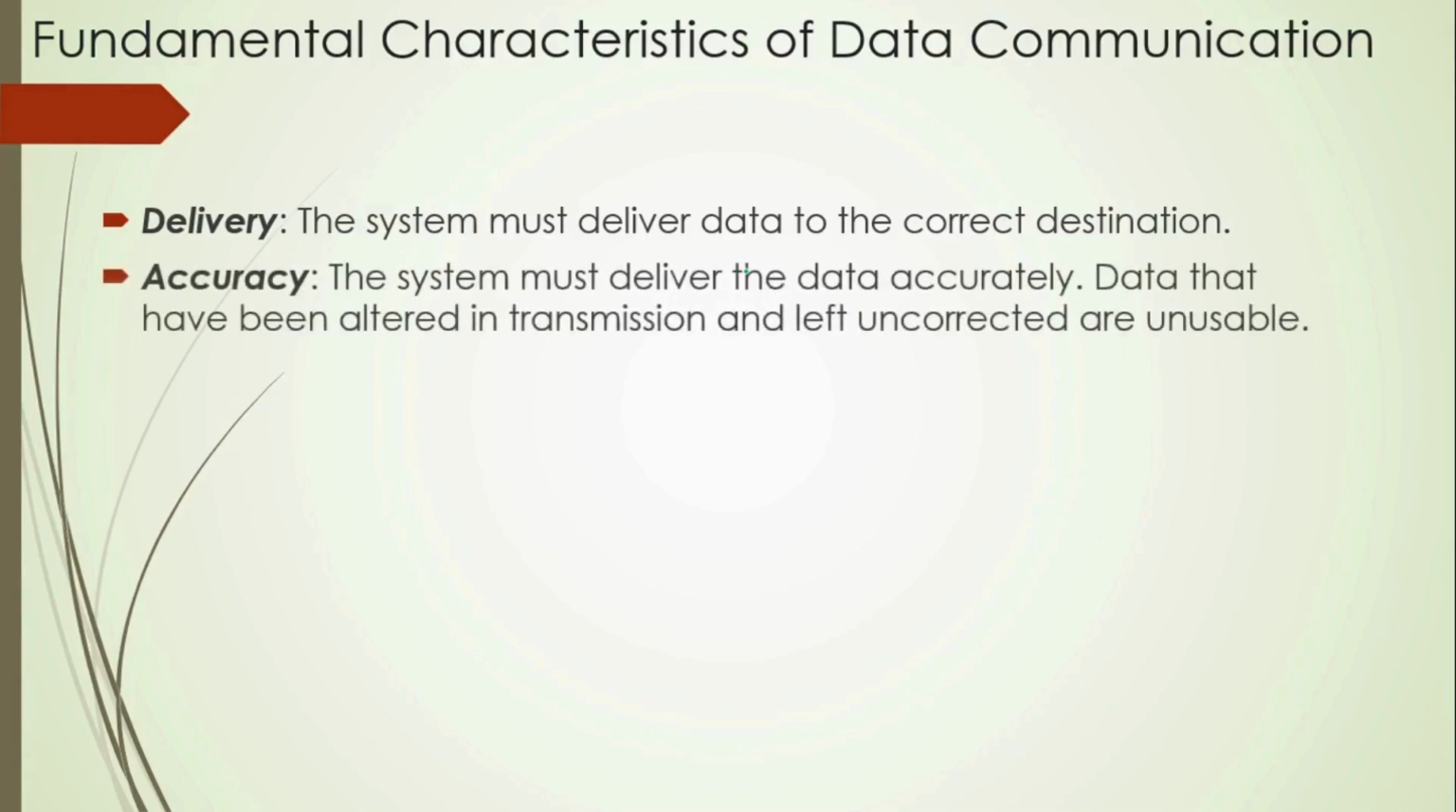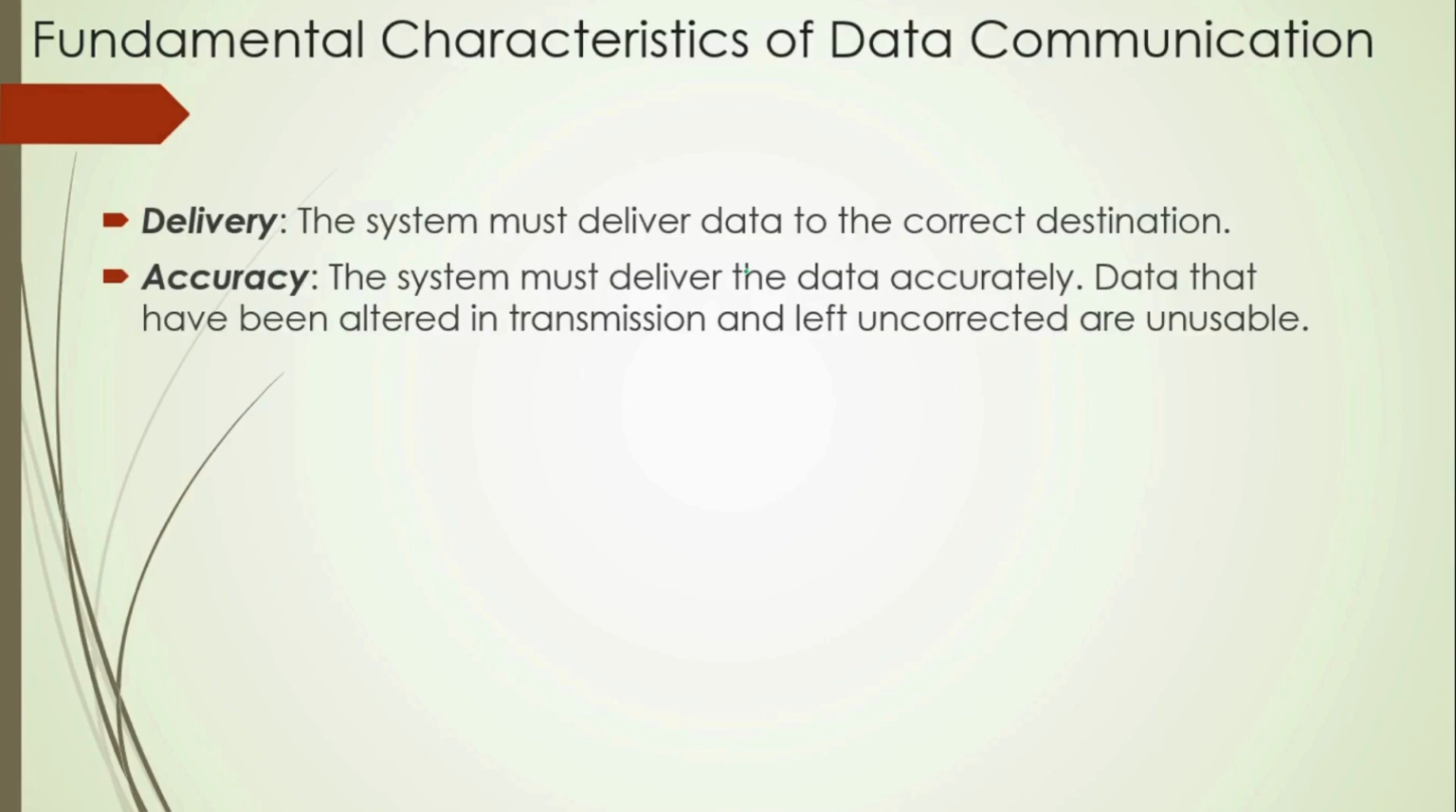So what is accuracy? Accuracy means, for the delivery man who wants to deliver the food to your home, first of all he has to have the information of your address. That means you have to give your address before or after placing that order. So in data communication, the system must deliver the data accurately. Data that have been altered in transmission and left uncorrected are unusable.